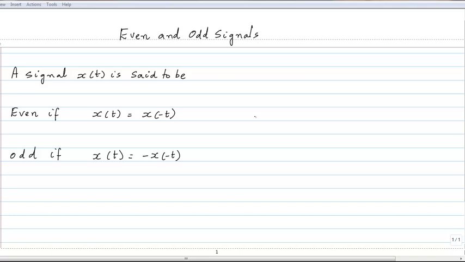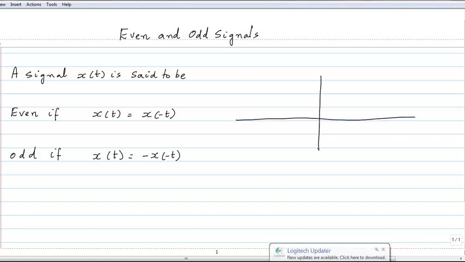We're going to talk a little bit about what it means for a signal to be even or odd. We say that a signal x of t is even if x of t is equal to x of minus t. Essentially, this means that the signal x of t is symmetric about the y-axis. The reason is that x of negative t is just the signal x of t flipped about the y-axis.